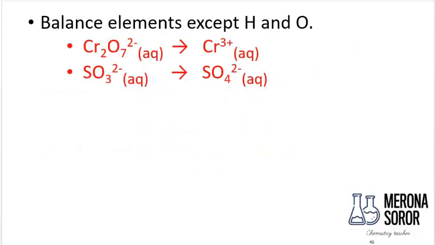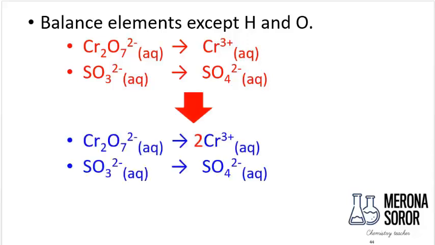The next step is balancing elements except hydrogen and oxygen. Now we have to apply the law of conservation of mass to every element except oxygen and hydrogen. In the first equation, there are 2 chromium atoms in the reactants, but only 1 atom in the product. So we have to multiply the product by 2. Oxygen in the second equation will be balanced next. So the two equations will be as we can see now.